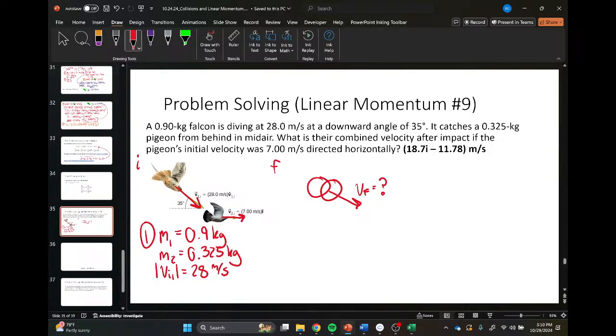Remember, y'all, vectors. You have to break them into their components. You have to break vectors into their components. If you ever see a vector at some angle, and it's not an energy problem, you need to break it into components. So, have fun. Go ahead and do it. Find the velocity of the falcon in the x. Find the velocity of the falcon in the y. Find the velocity of the pigeon in the x. Find the velocity of the pigeon in the y. Initial. Do it for yourself.